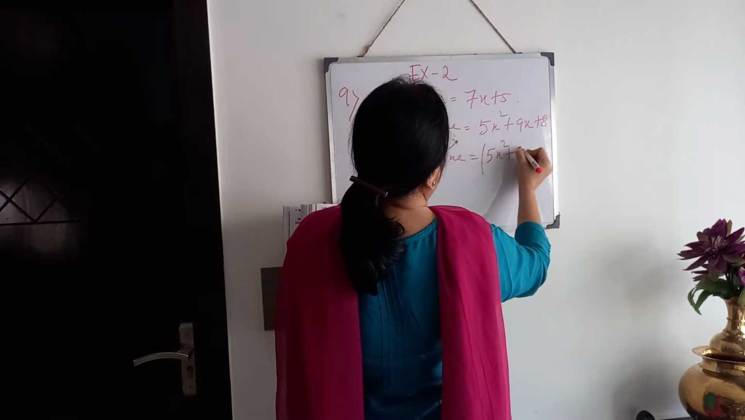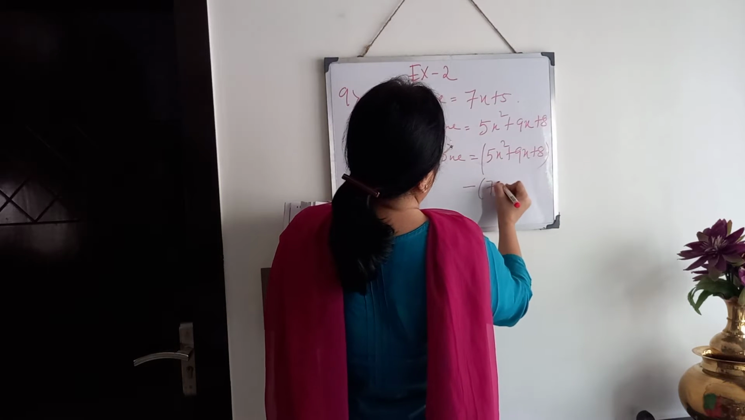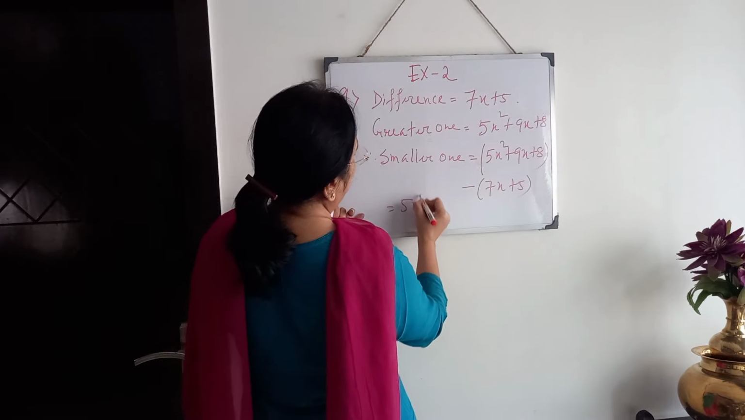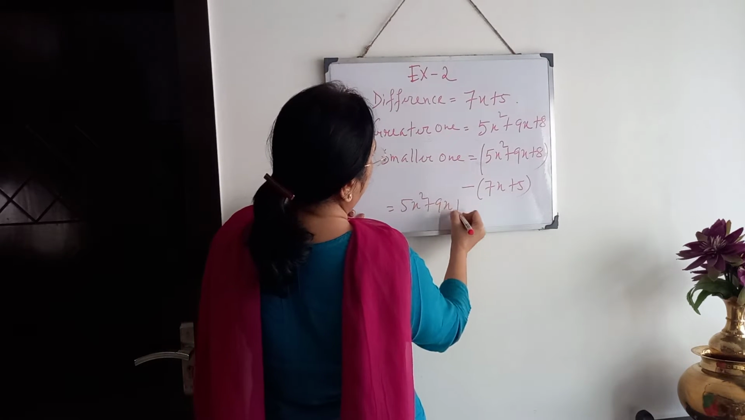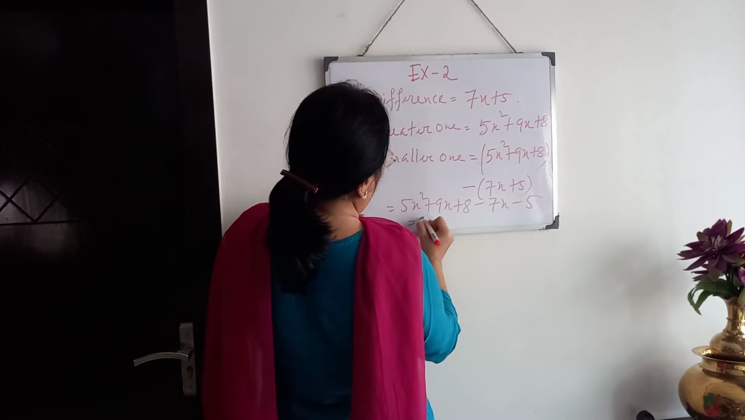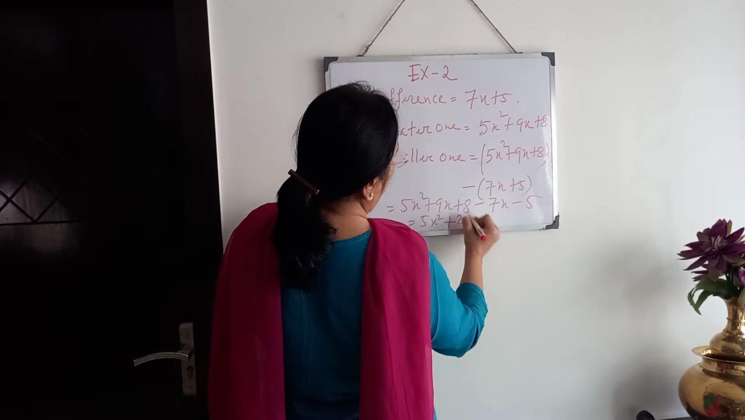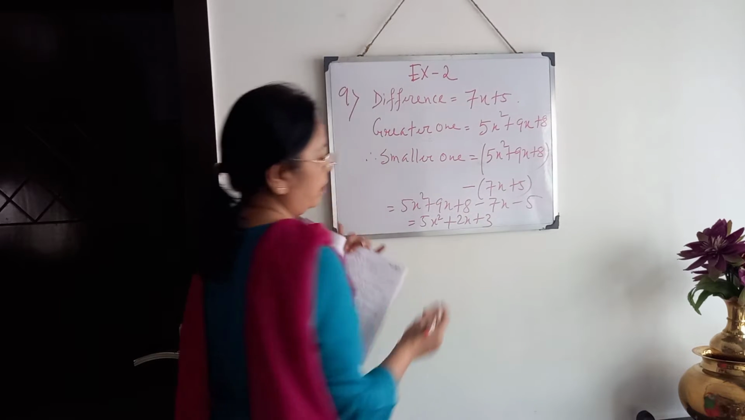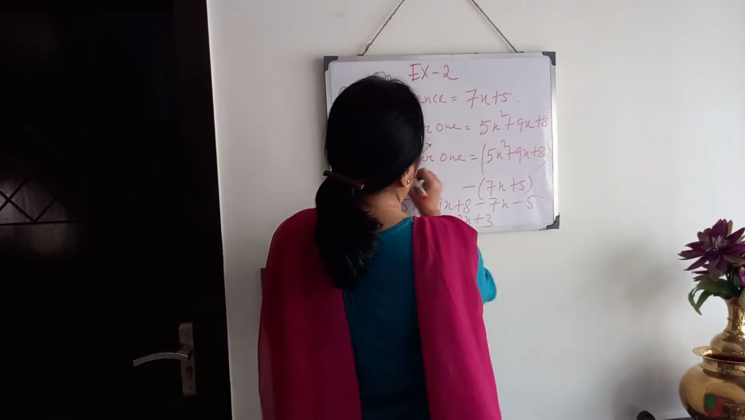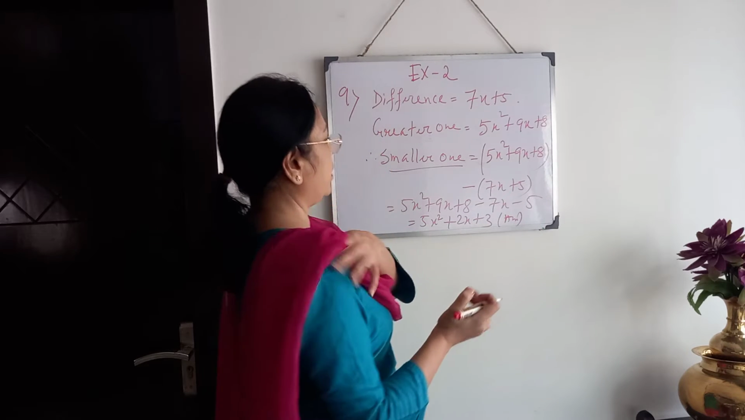Greater minus difference. Now open the bracket. Plus 9 minus 7, plus 2, plus 8 minus 5, plus 3. So your answer will be 5x square plus 2x plus 3 is the smaller expression. You will write down the answer in a separate sentence.